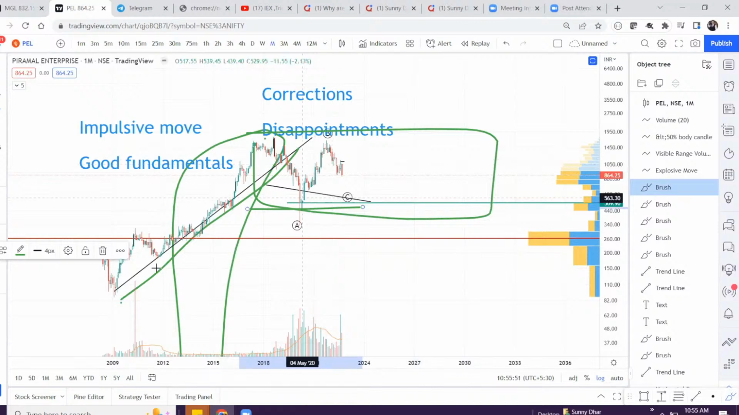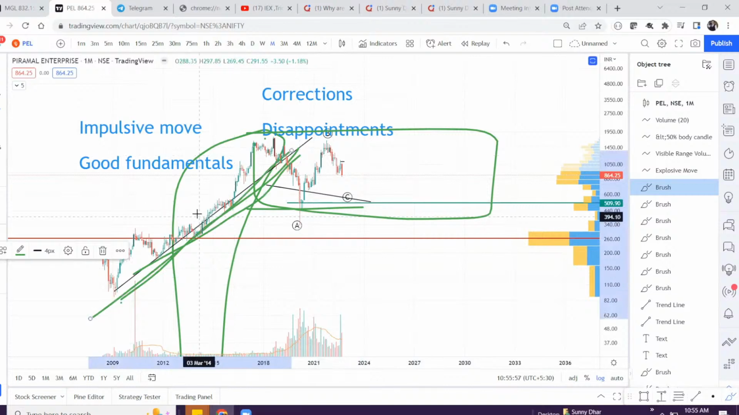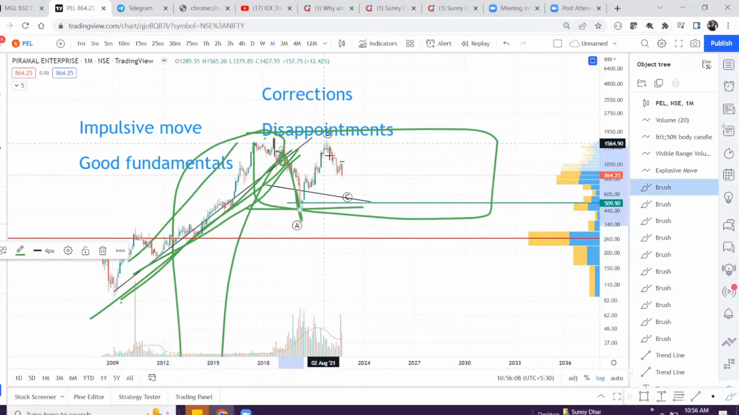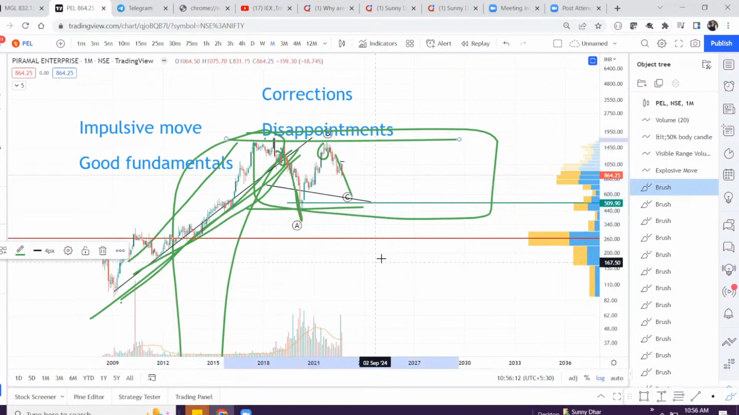The best time to invest is always on the left side, when the stock is in an impulsive move, and in this time the stock will be moving up only. But when a stock is in a corrective phase, if you bought at this level, it will go down, and if you bought at this level, it will go down. So you have to identify the range of this stock and the best time to invest.